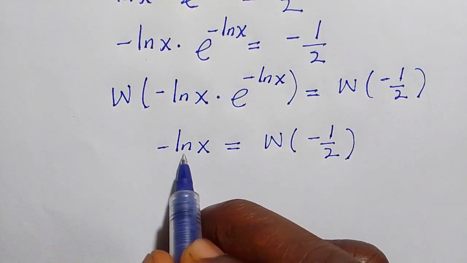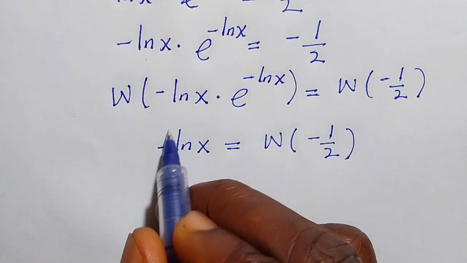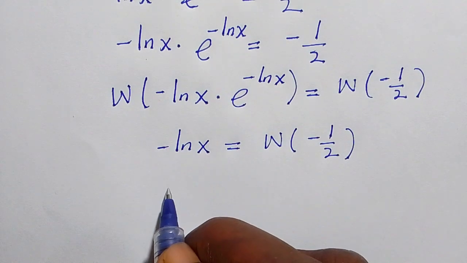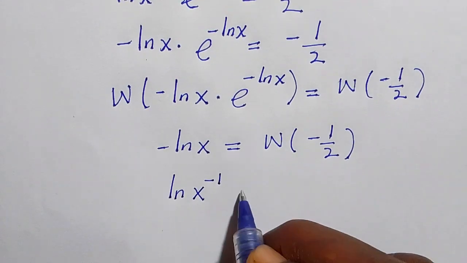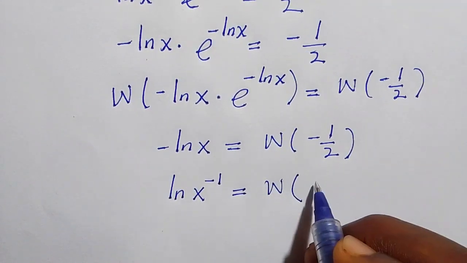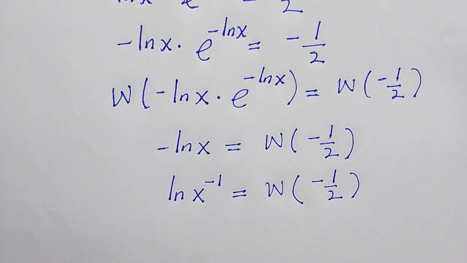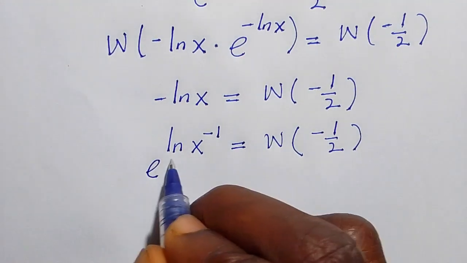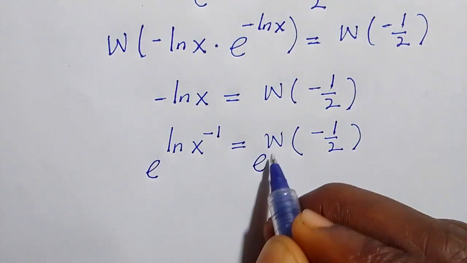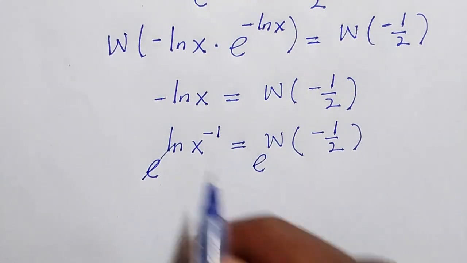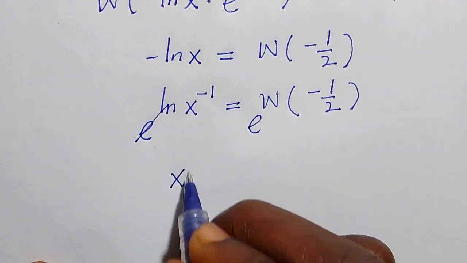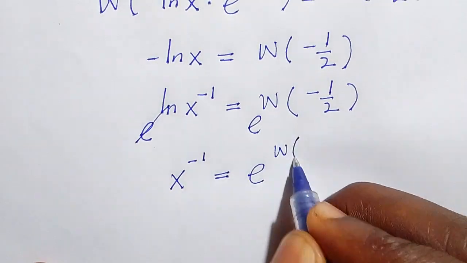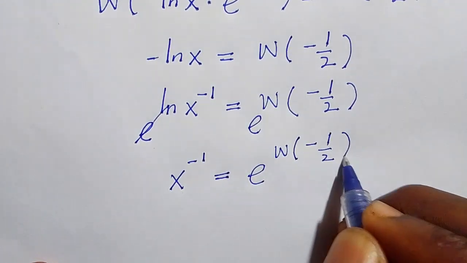Then we need x, and what to do here is, suppose we take this one back. Taking it to the power of this x, we have ln x raised to the power minus 1 equals W of minus 1 divided by 2. Let's introduce exponents to both sides. By doing that, we have e to the power of ln x raised to the power minus 1 equals e to the power of this. With this cancelled, we have x to the power of minus 1 equals e to the power of W of minus 1 divided by 2.